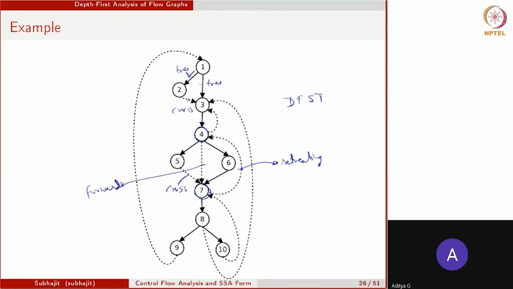Wait, isn't 4 a dominator of 7? Yeah. So in that case, 7 to 4 would be a back edge. I did not say it's a back edge. I said it's a retreating edge.